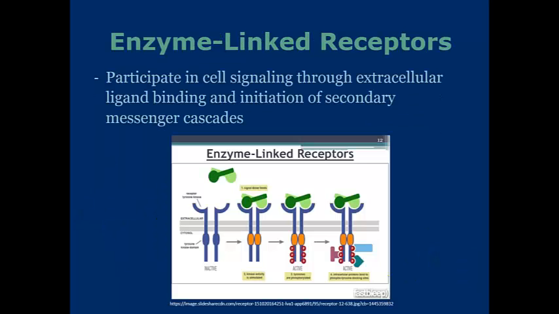Enzyme-linked receptors participate in cell signaling through extracellular ligand binding. This will create what's called a secondary messenger cascade. What this means is that when a cell gets the signal, when these proteins get the signal, it's not the signaler itself that's going to cause the internal mechanism. Instead, it's going to trigger the cell to execute its own mechanism for messaging throughout. The most common example that you'll see is cyclic AMP, or cAMP.